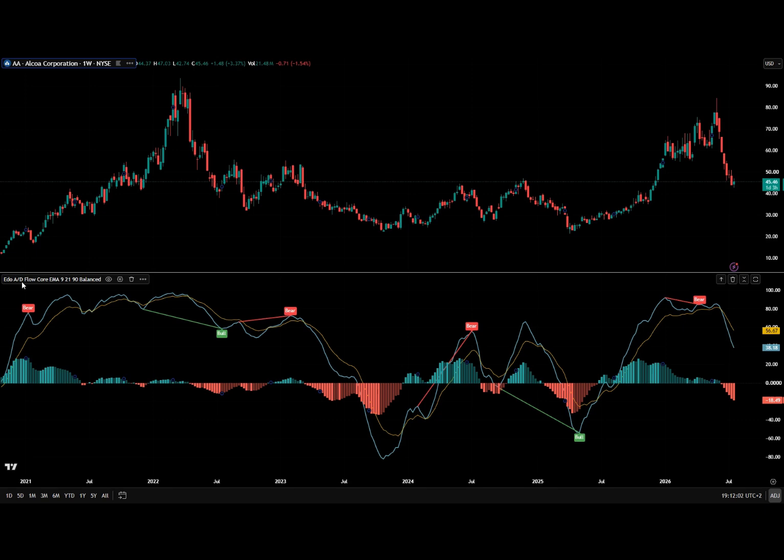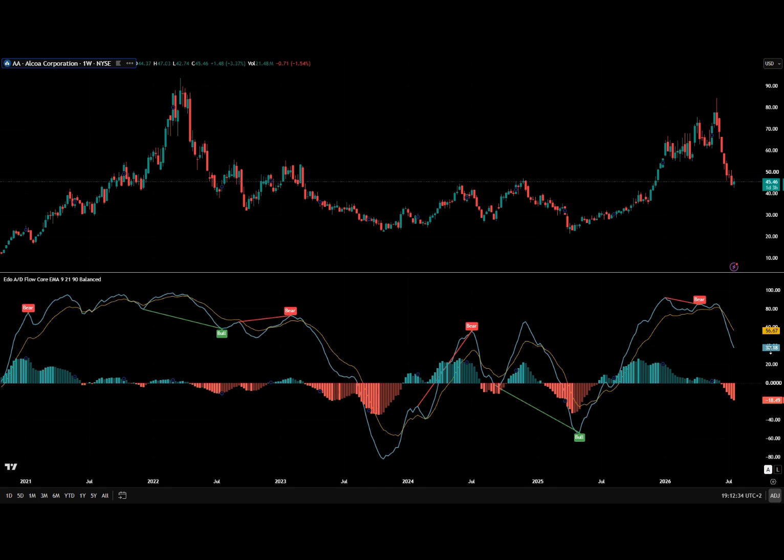Today we are going to work with accumulation and distribution, using Edo A/D flow core. The classic A/D line adds up, candle by candle, where the close finished inside its own range, weighted by volume. Close near the high on heavy volume adds to the line. Close near the low on heavy volume takes away from it. The problem with the raw line is that it never stops growing, so you cannot compare one period with another.